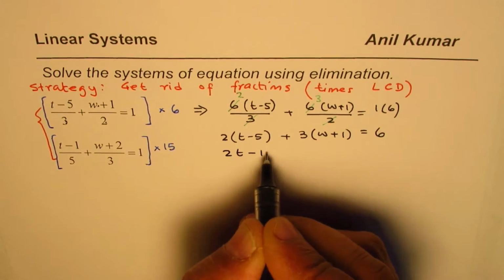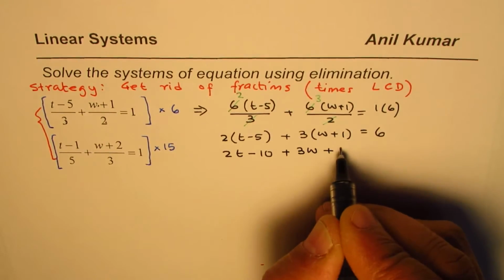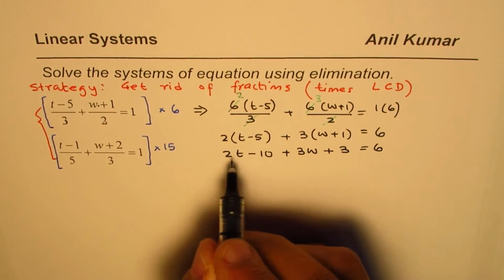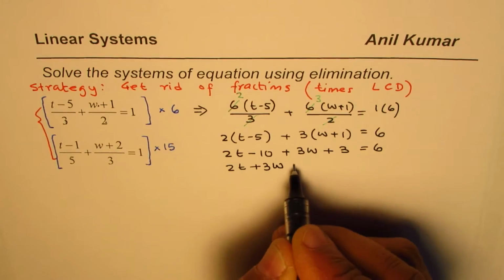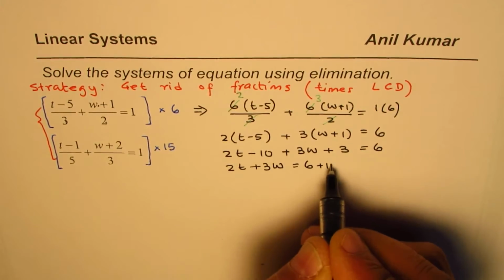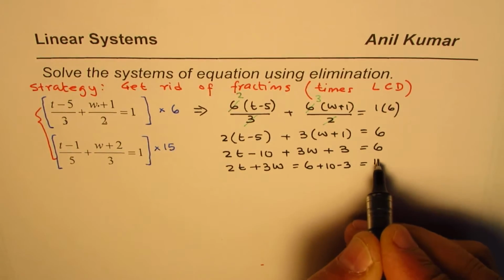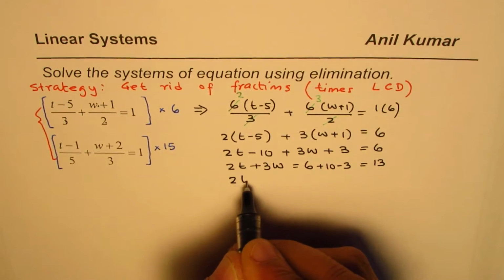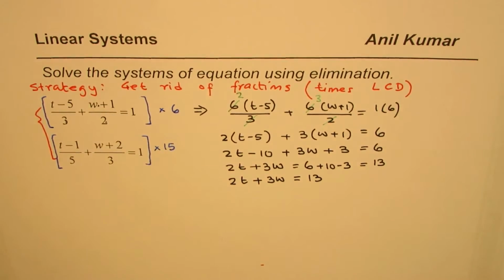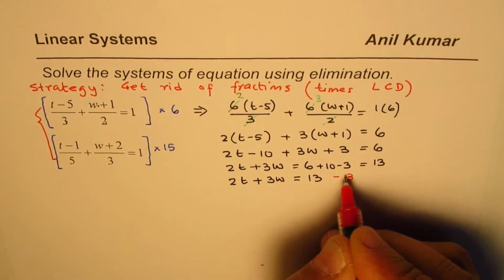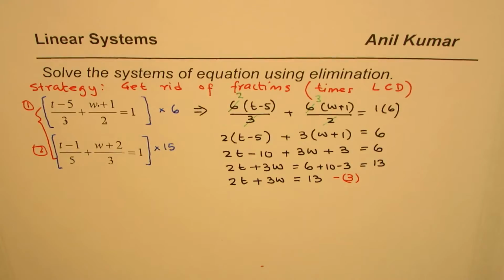Let's expand and simplify. So we have 2t minus 10. Don't forget to multiply 2 by minus 5. Plus 3w plus 3 equals 6. Rearrange. So we have 2t plus 3w equals 6. Bring 10 to this side, 3 to this side, which is 6 plus 10, 16, minus 3 is 13. So you get your first equation as 2t plus 3w equals 13, right? Let me write this as equation 3 for us. We'll use these as equation 1 and 2, the original equations given to us, okay?